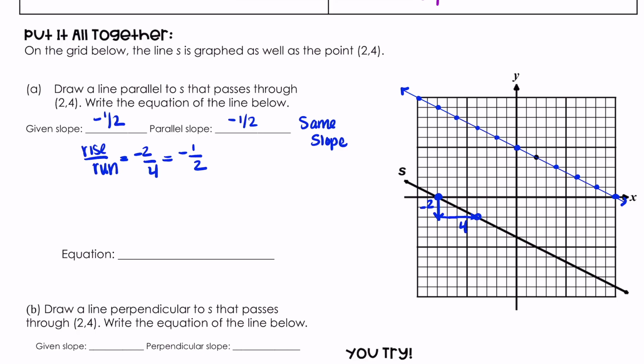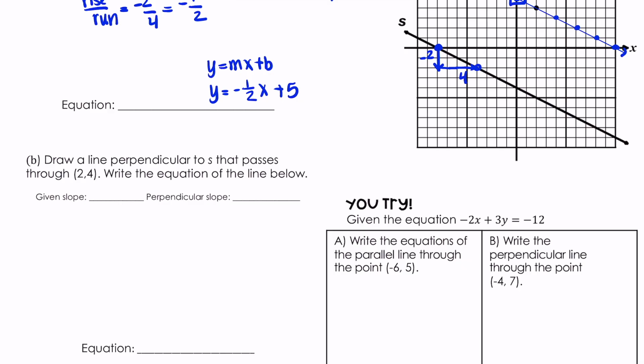Now, we want to write our equation. We know our equation's y equals mx plus b. We know our slope is negative 1/2 x, or negative 1/2. And our y-intercept, well, what's that number? It's 1, 2, 3, 4, 5. That's our equation.